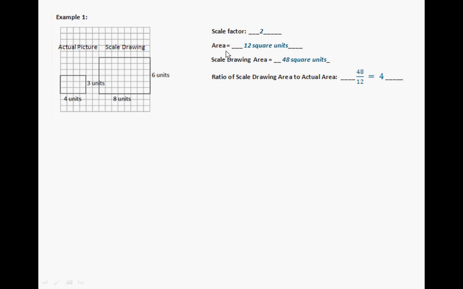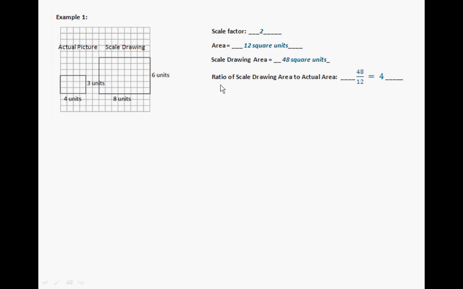So the area of the actual picture is 12, because 4 times 3 is 12, or you can count up all the little boxes and you'll see that it's 12 square units. Remember that the label is important. This is square units, not just units. Now the scale drawing area, if we were to count all this up, or just multiply the two sides, 6 times 8 is 48. This would be 48 square units.